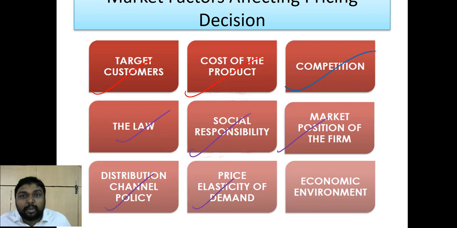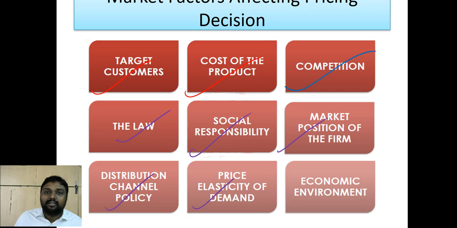We call it perfect elastic demand. Perfect elastic demand means if you change the price, the customers are gone, that's all. So what happens in such a case, you will not go for this.